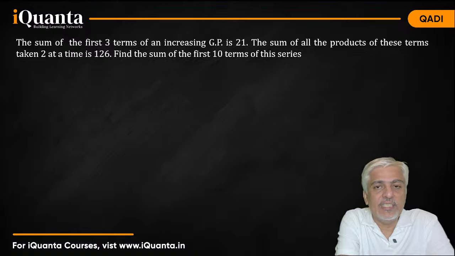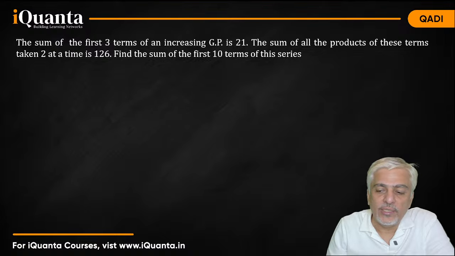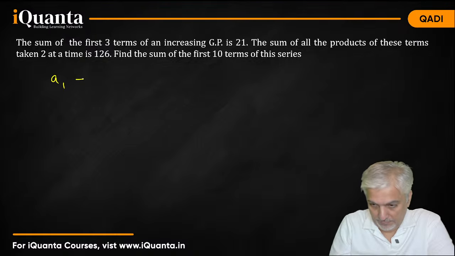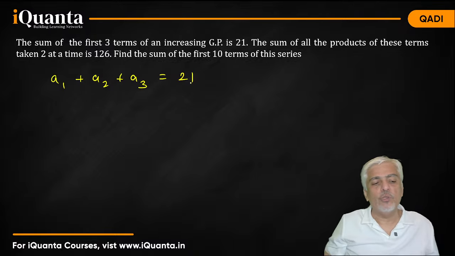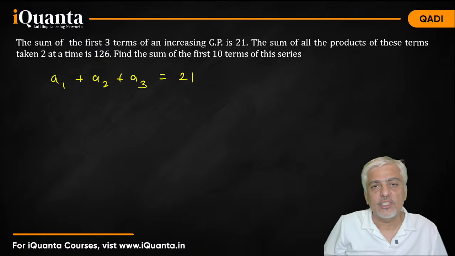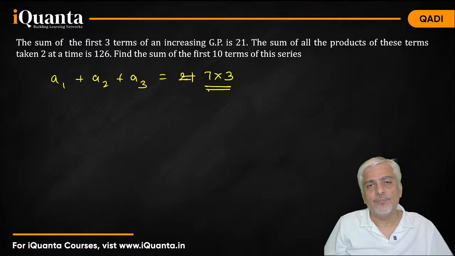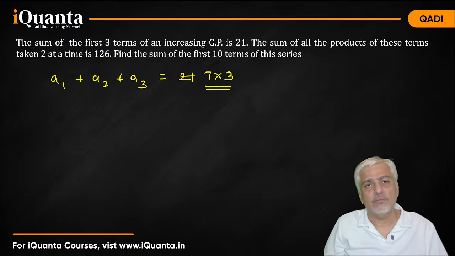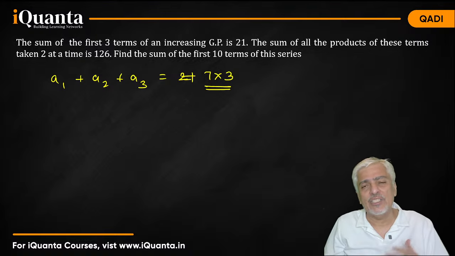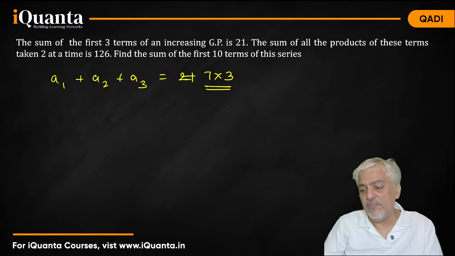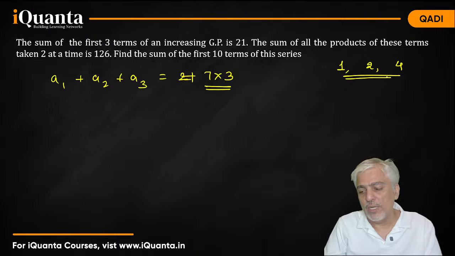Suppose I take the three terms of the GP as A1, A2, A3. So this is 21. Even before you read the sum further, let's try and understand a shortcut. 21 is 7 threes. It's a GP. Normally in a GP, R is 2 or 3 or something like that. Think, if R is 2 and the first term is 1, the second term will be 2 and the third term will be 4. So 1 plus 2 plus 4, the sum will be 7.